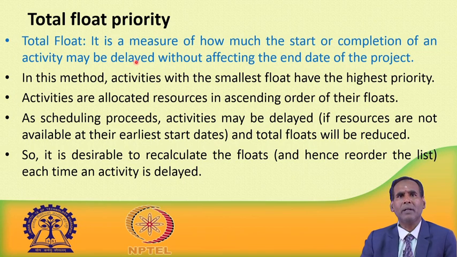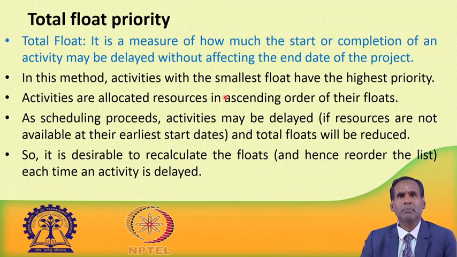So, in total float priority, we have to see what we mean by total float. I have already told you total float is a measure of how much the start or completion of an activity may be delayed without affecting the end date of the project. There is some free time, slack time available. So, this float is a measure of by how much time the start or completion of an activity can be delayed without affecting the end date or the completion date of the project.